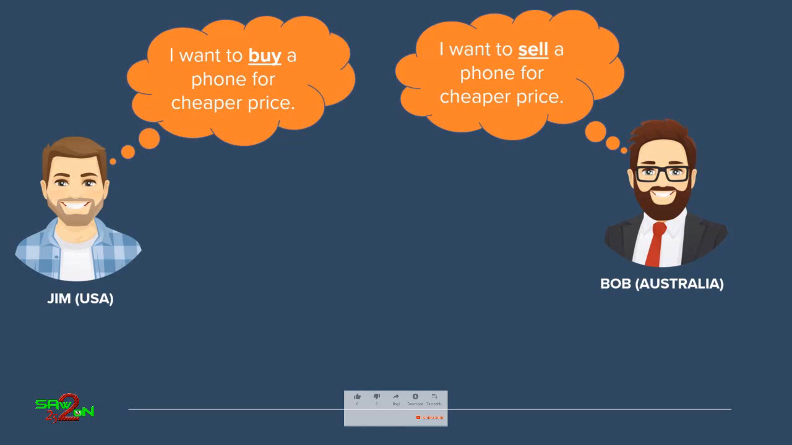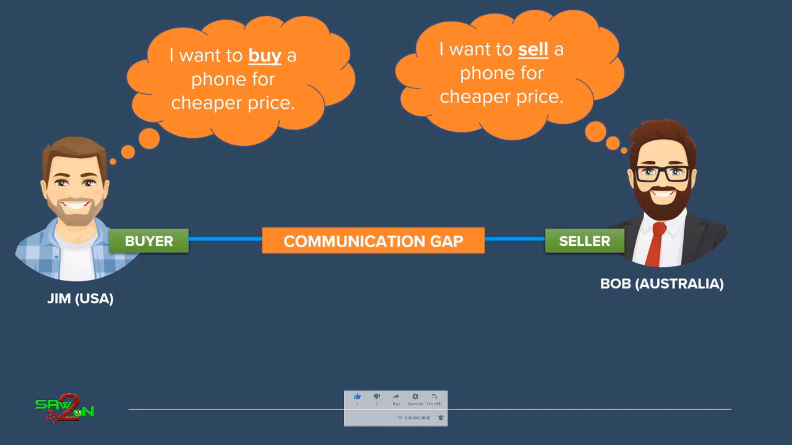There are two different kinds of people. One is called a buyer, who wants to buy things, and one is called a seller, who wants to sell things. And what is the challenge that they have? They have this communication gap, the gap between buyer and seller. The buyer wants to buy it and the seller wants to sell it. How can they find each other and how can the communication gap be reduced? This is the challenge here, the communication gap between a buyer and a seller.